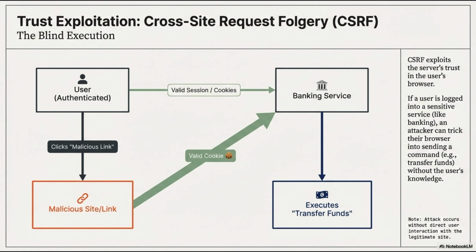Then we have trust exploitation, cross-site request forgery. CSRF exploits the server's trust in the user's browser. If a user is logged into a sensitive service like banking, an attacker can trick their browser into sending a command without the user's knowledge. And note that this attack occurs without direct user interaction with the legitimate site. So you can see they're forging a request cross-site.